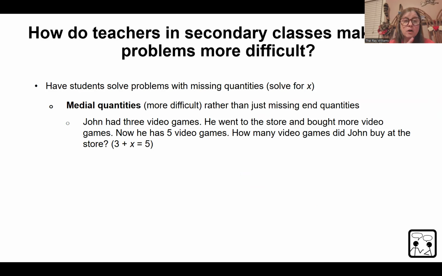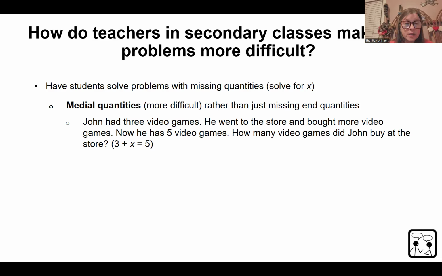You can have them solve for medial quantities. And this is more difficult than solving for one that is missing at the end. So the one that's missing at the end is 4 plus 3 equals, that's your ending quantity. Your medial one would be 4 plus blank equals 6, for example.